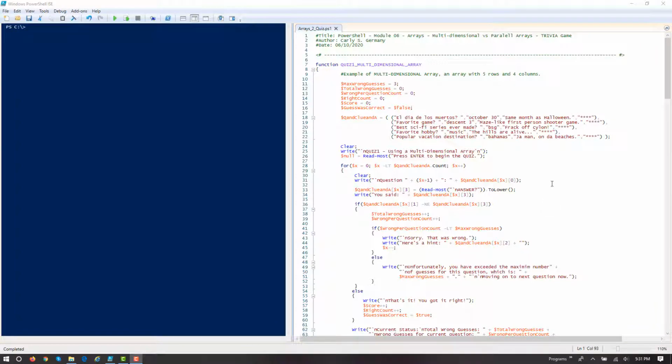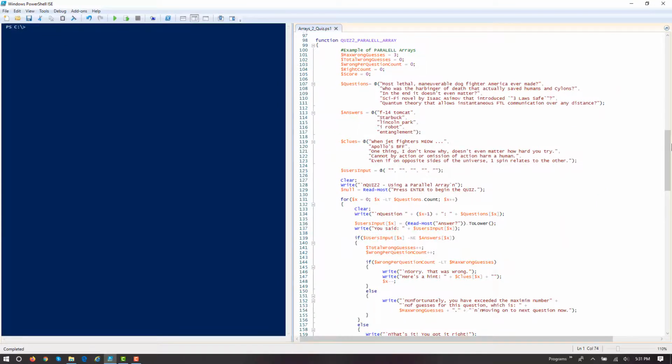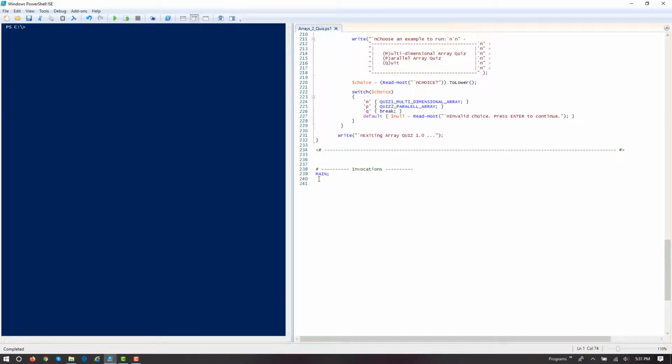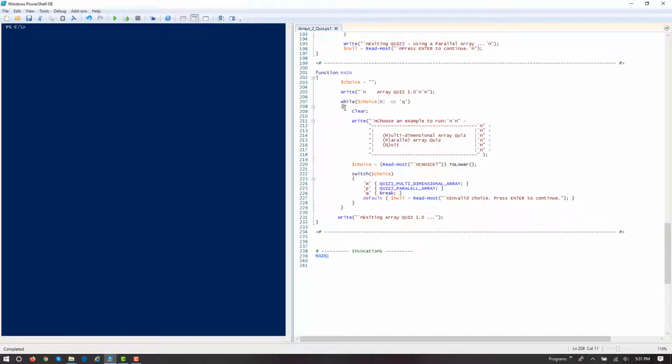For our next project, we're going to do a trivia game just to sort of apply some of the things that we've learned about arrays. So if I go down here, the first thing that happens is I'm going to invoke or call the main function, right? And that's just a menu in our while true loop. And the escape sequence value is going to be Q. Otherwise, they can choose M or P to run a multi-dimensional quiz array or a parallel quiz array.